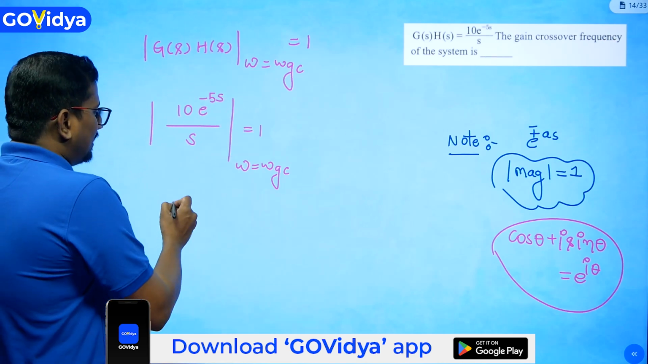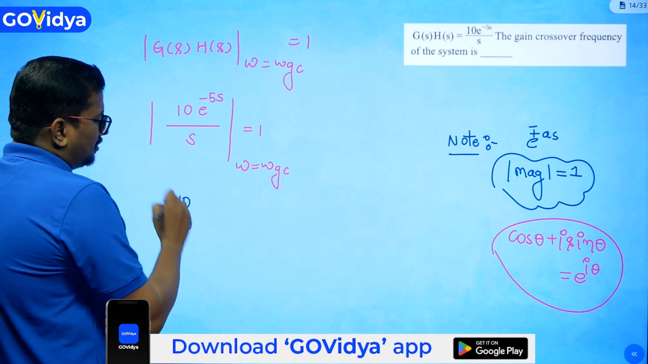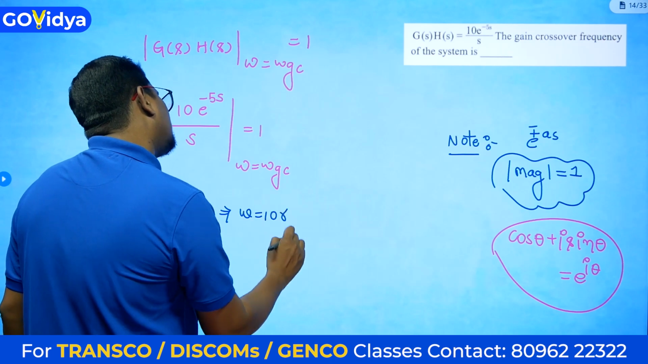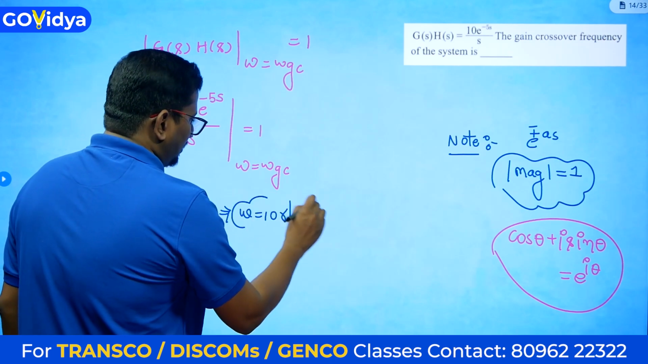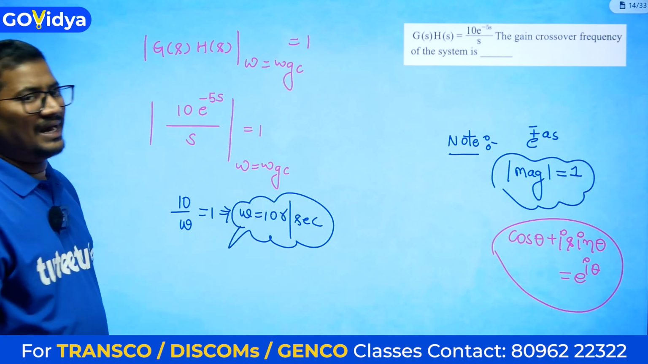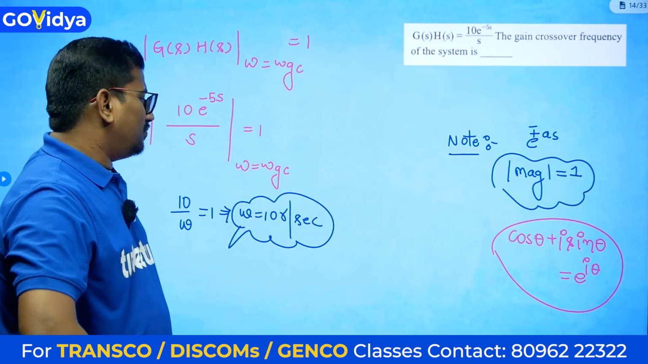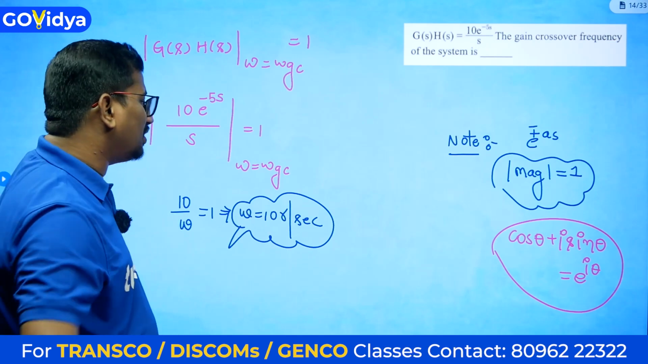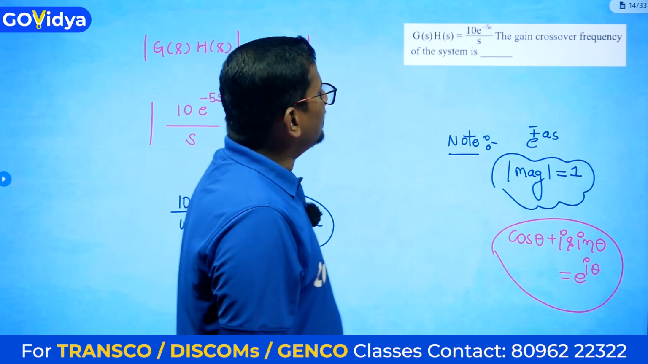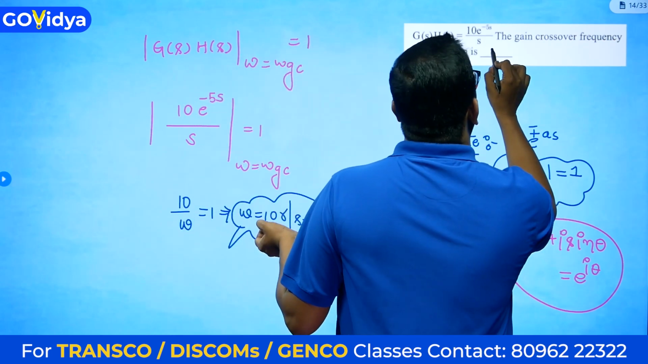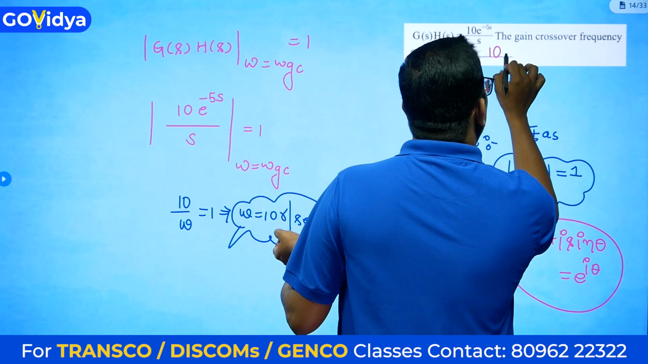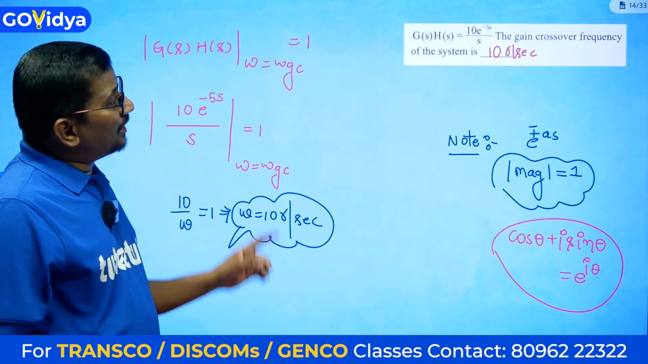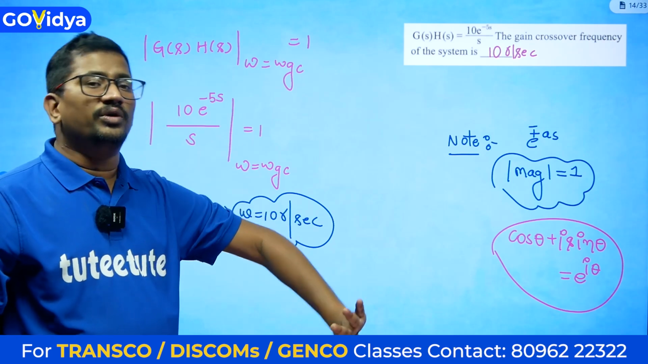So therefore we can write this as 10 by omega is equal to 1. From this, omega is equal to 10 radians per second. They may ask the units in radians per second, or they may ask in terms of RPM also. You have to convert according to that. So therefore, what is your answer? Frequency omega is equal to 10 radians per second. Omega you got. So a simple exponential term, its magnitude is always unity.